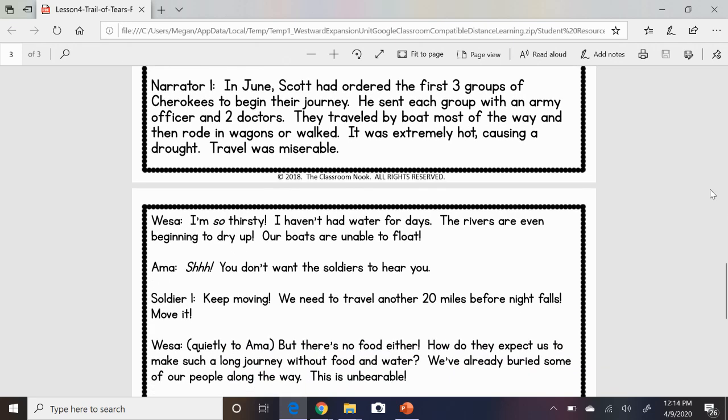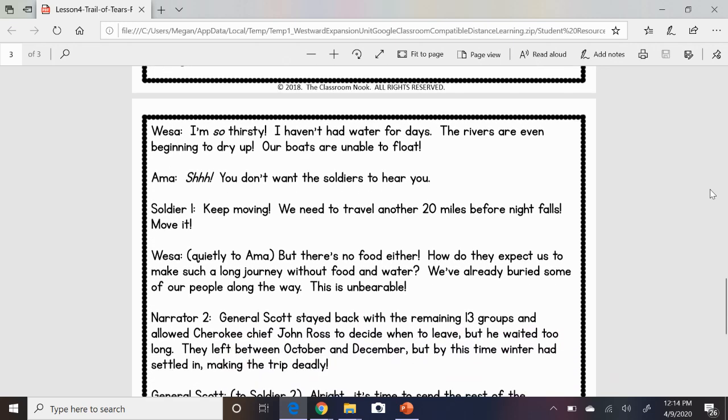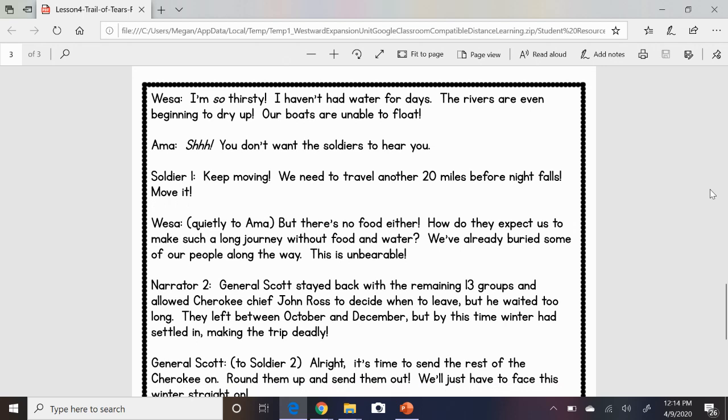In June, Scott had ordered the first three groups of Cherokees to begin their journey. He sent each group with an army officer and two doctors. They traveled by boat most of the way and then rode in wagons or walked. It was extremely hot, causing a drought. Travel was miserable. "I'm so thirsty. I haven't had water for days. The rivers are even beginning to dry up. Our boats are unable to float."